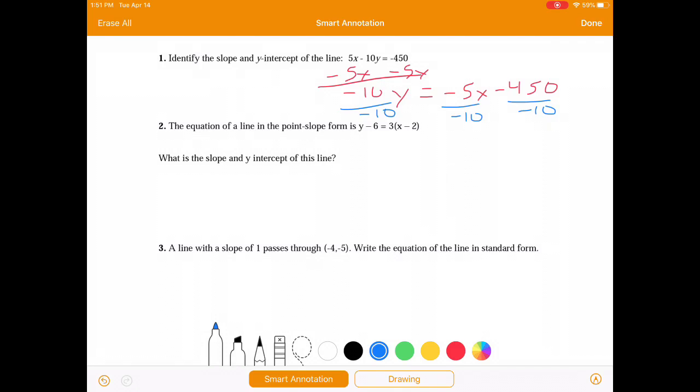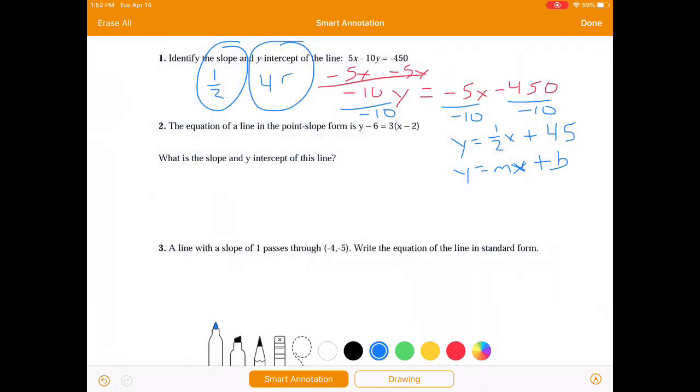So for that, negative 5 divided by negative 10 gives us a positive 1/2. So we get y equals 1/2 x. And then negative 450 divided by negative 10 gives us another positive. So we're going to have plus 45. So now we're in slope-intercept form of y equals mx plus b. And the m is the slope. So the slope is 1/2, and the y-intercept is 45.